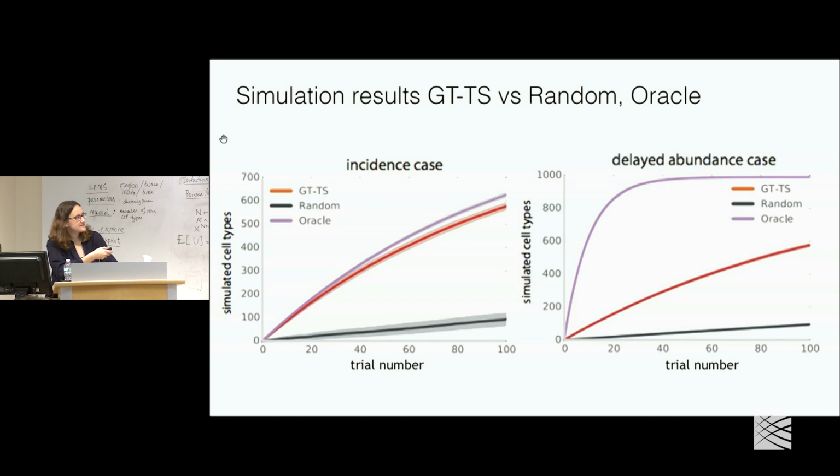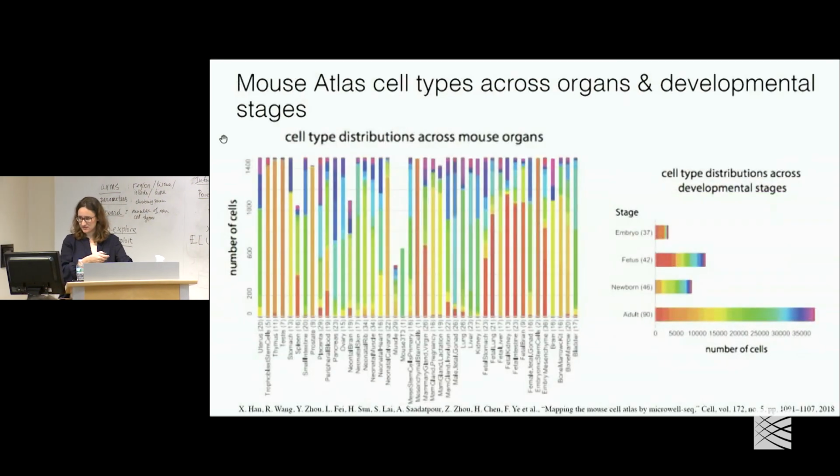And the delayed abundance case here is the setting in which you don't choose one particular region at each moment in time, but you can select a subset of them. So that's why you're doing a little bit worse.